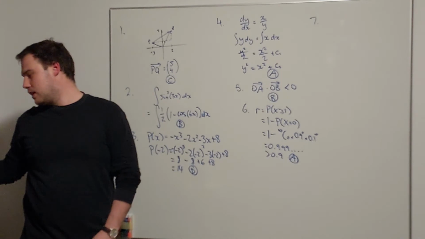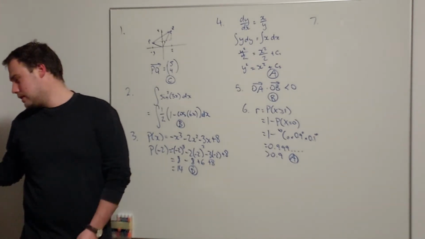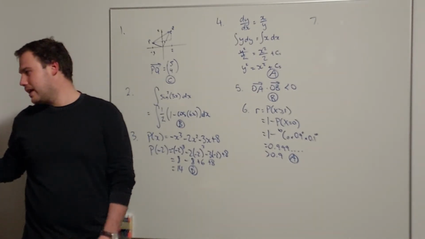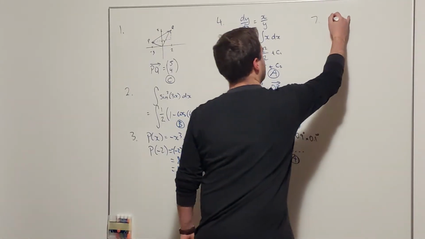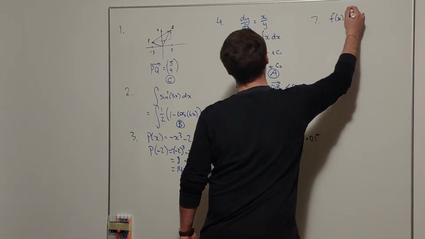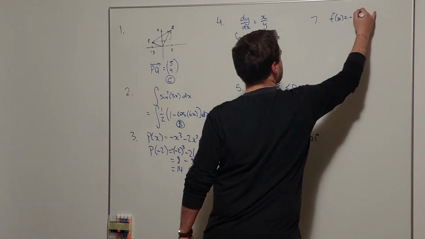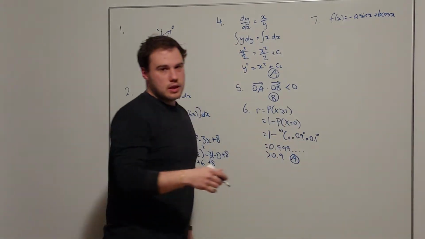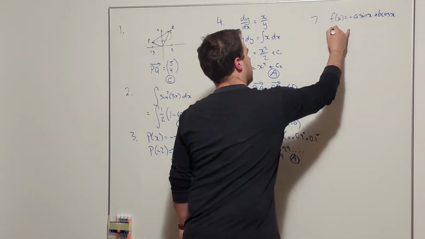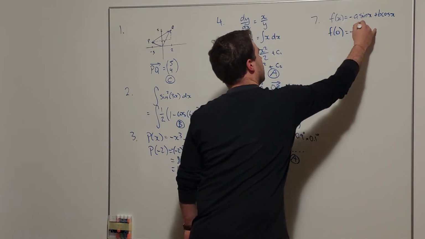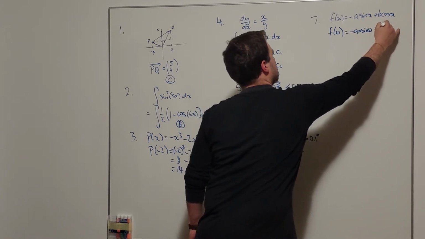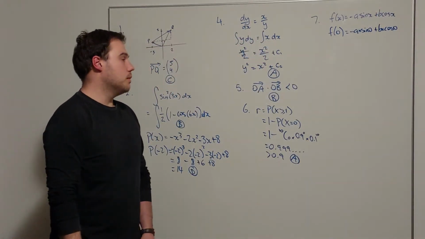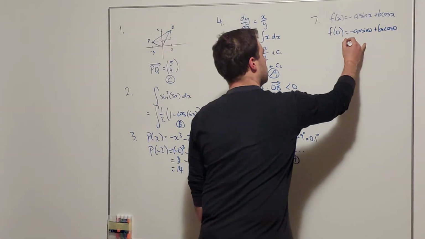Alright, which curve best represents the graph of the function f of x equals negative a sine x plus b cos x, given that the constants a and b are both positive? We've got f of x equals negative a sine x plus b cos x. So I would notice that if we sub 0 in, negative a times sine 0 plus b times cos 0, well, sine of 0 is 0, and cos of 0 is 1.